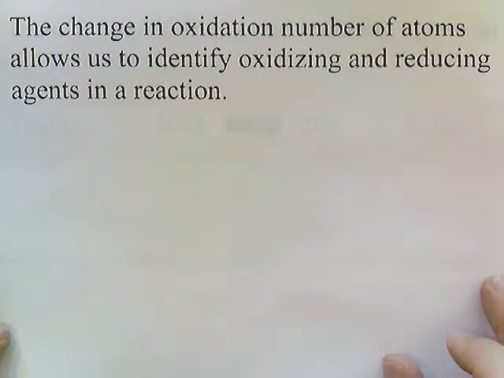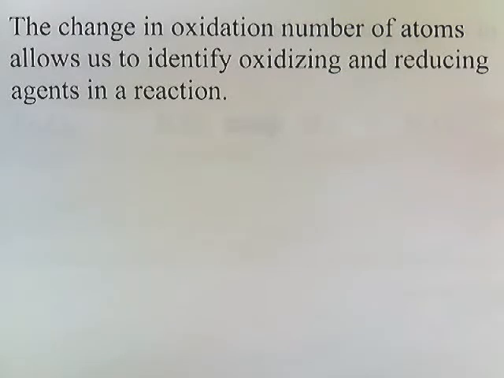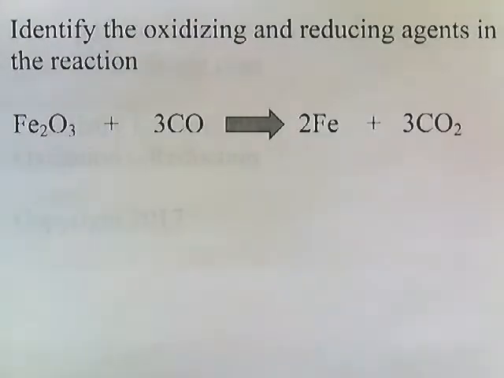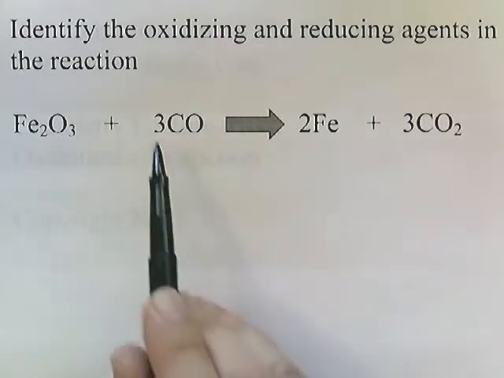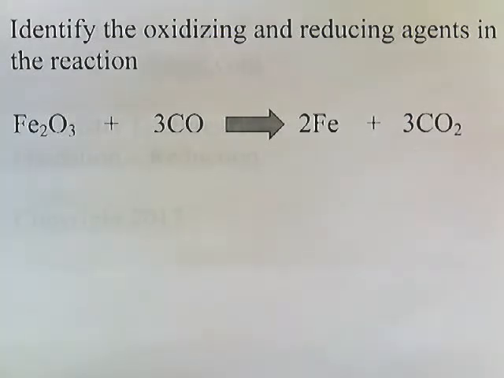The change in oxidation number of atoms allows us to identify oxidizing and reducing agents in a reaction. Identify the oxidizing and reducing agents in this reaction. Now we're going to ignore the coefficients in front of each substance. So we're going to ignore the 3 and the 2 and the 3. We only want the oxidation numbers of the products and reactants. So I'm going to write the oxidation number of the atoms above the substances.